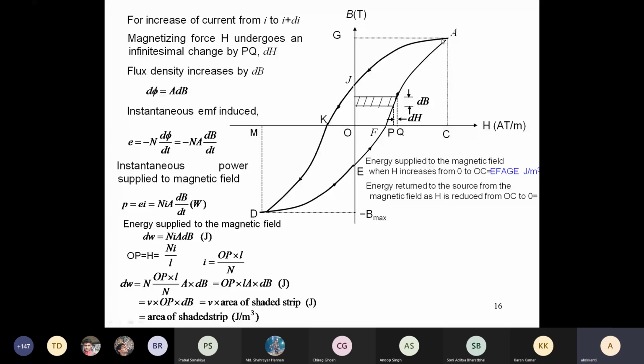So the energy returned is basically AGJA. The energy returned to the source is AGJA, because while returning it follows the path AJ. So the net energy absorbed by the magnetic material: the energy given to the magnetic material was EFAGE. This was given and then it is returned while returning. That is AGJA.